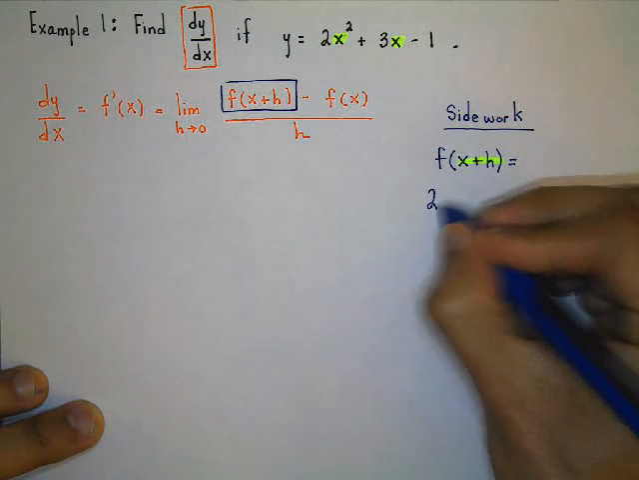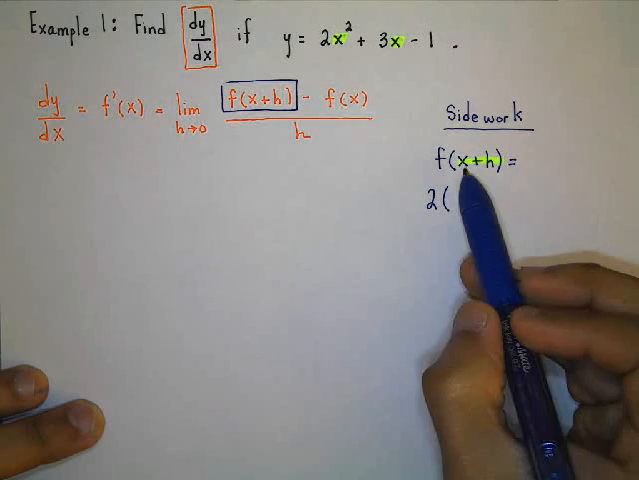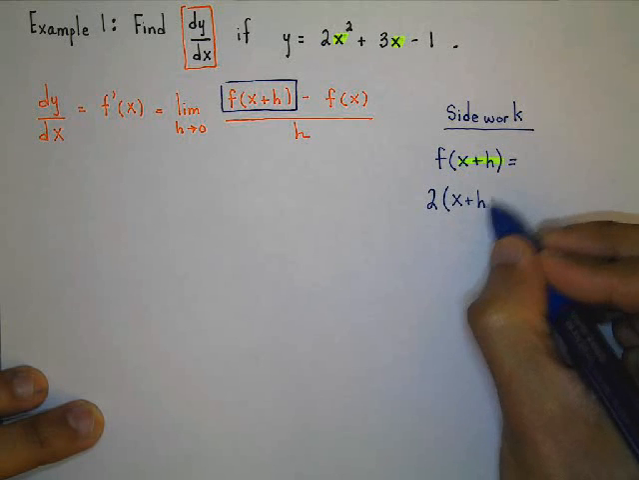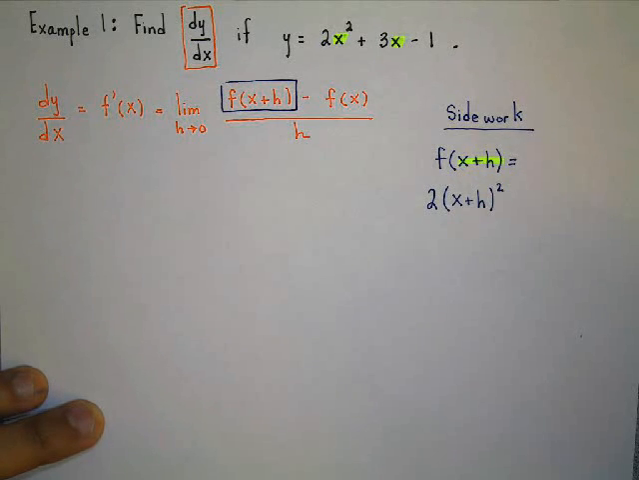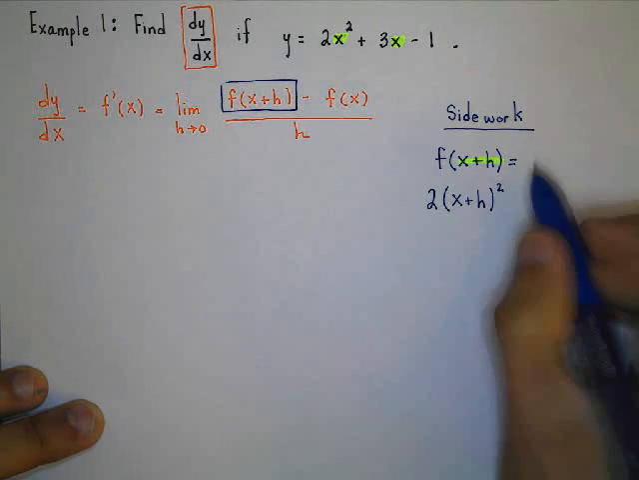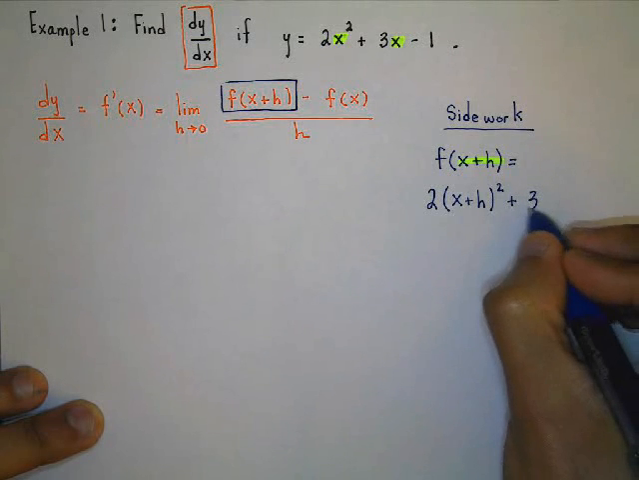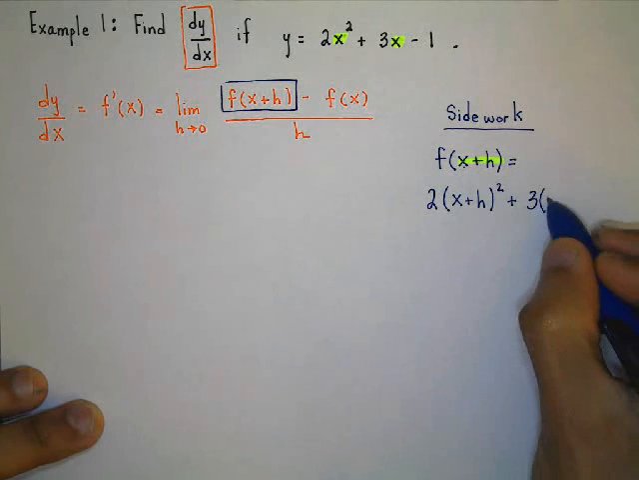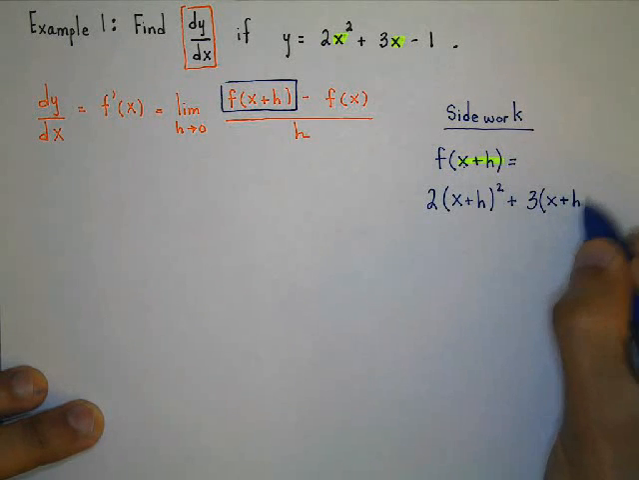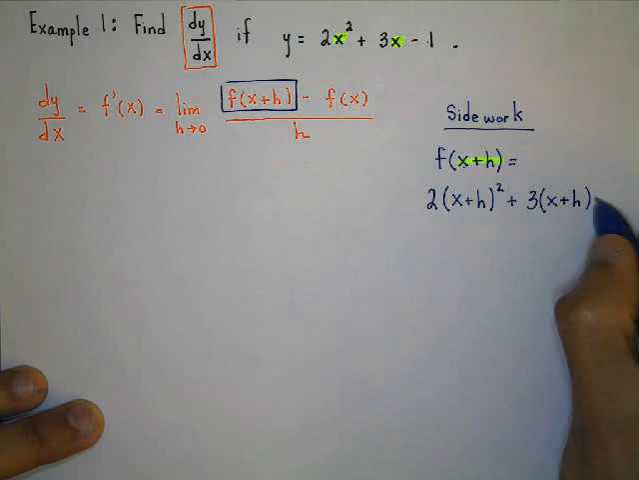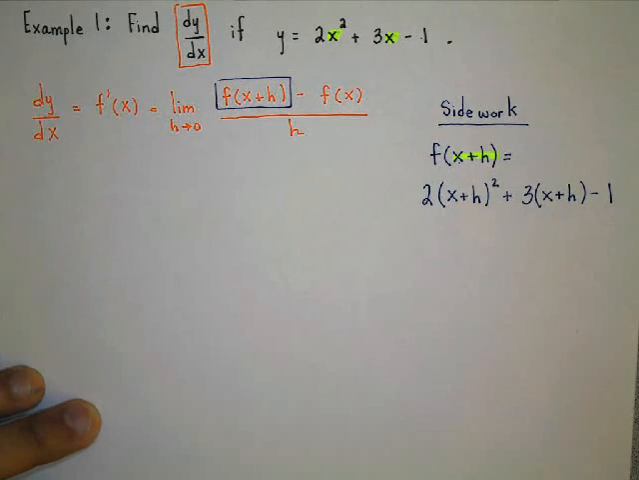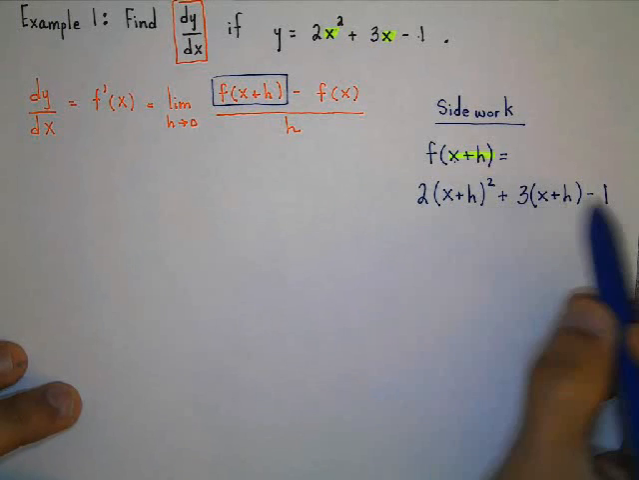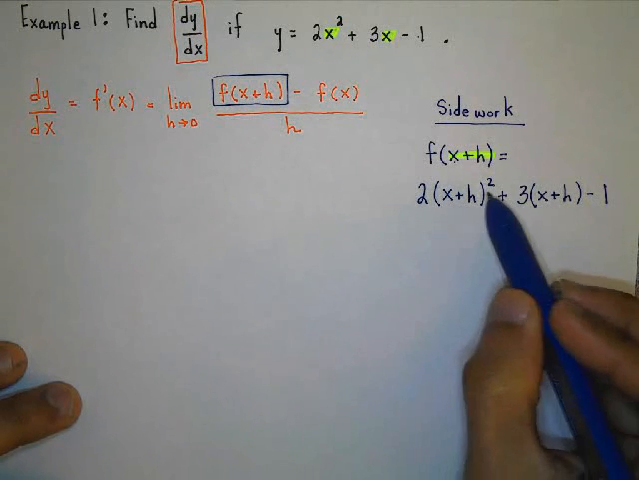So we're going to have 2, and then instead of x squared, we're replacing that with this x plus h squared. And then we have plus 3x, so we're going to have plus 3, and then x is going to get replaced with x plus h once again. And then we have minus 1, so minus 1 there. Okay, so now we just have to clean this up a little bit and do a little bit of algebra, and that shouldn't be too bad to do.